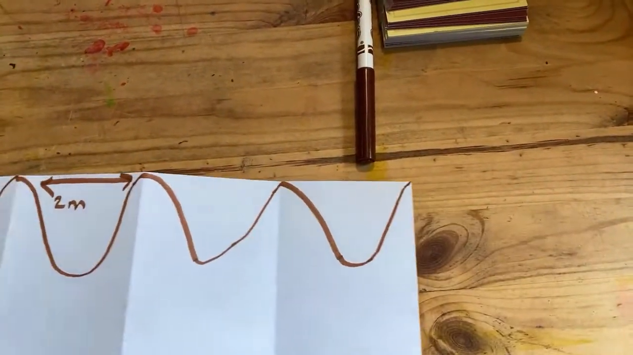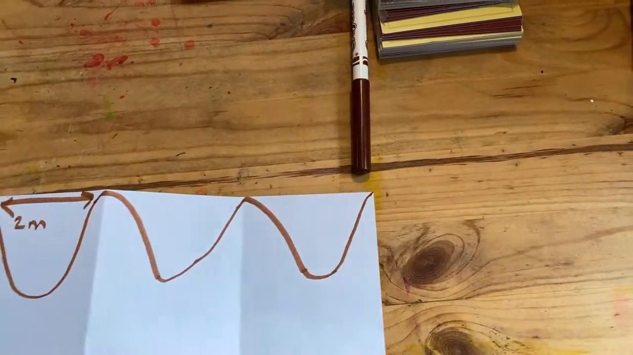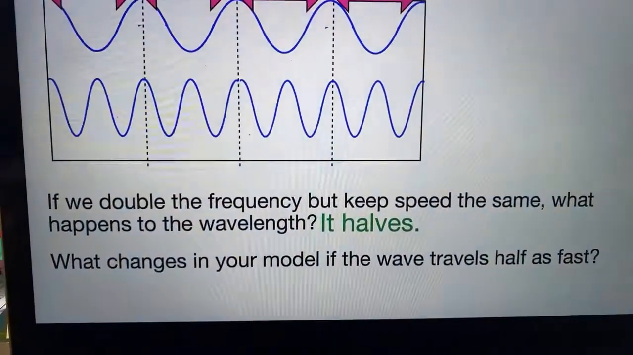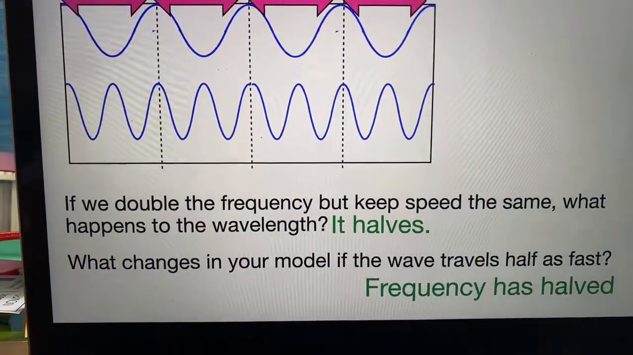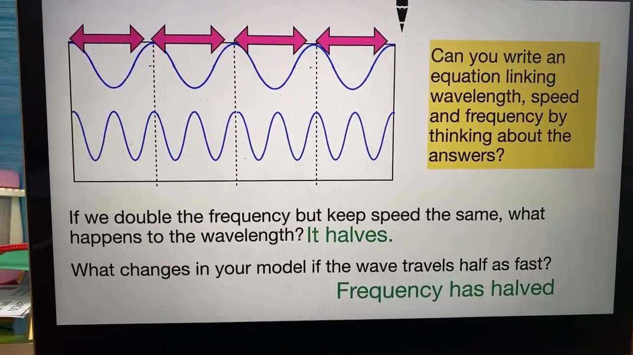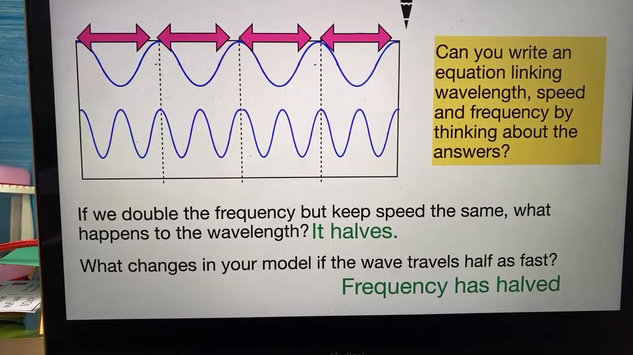So what's changed is obviously the speed of the wave, but also the frequency, right? So now how many waves per second? Only 2, okay? So the frequency of the wave has halved as well. And then I asked you, can you write an equation linking wavelength, speed and frequency by thinking about those answers? Maybe you did, maybe you didn't.